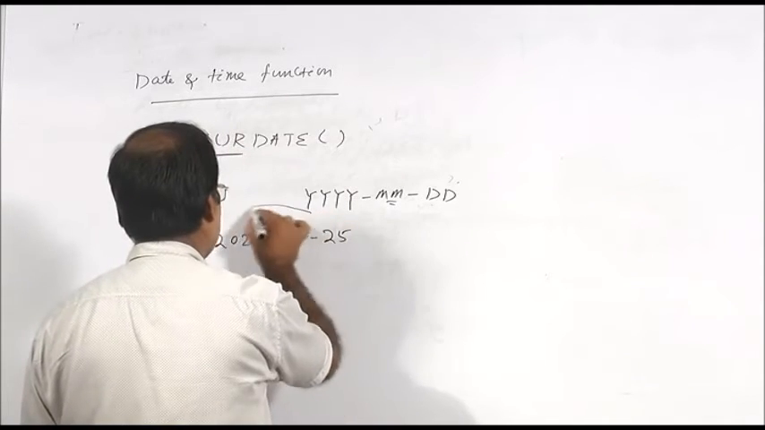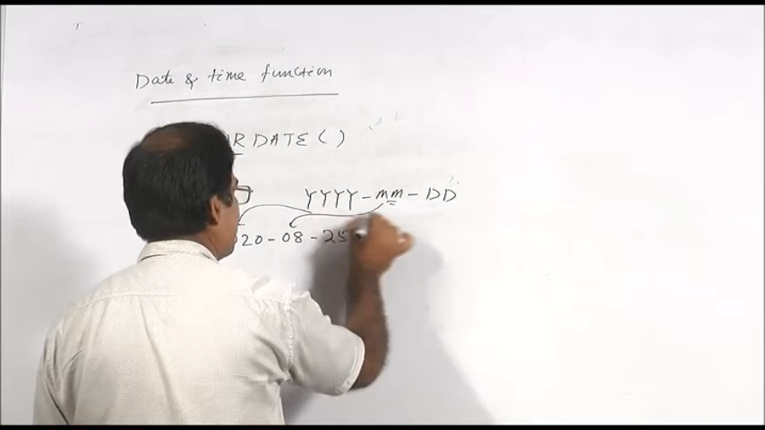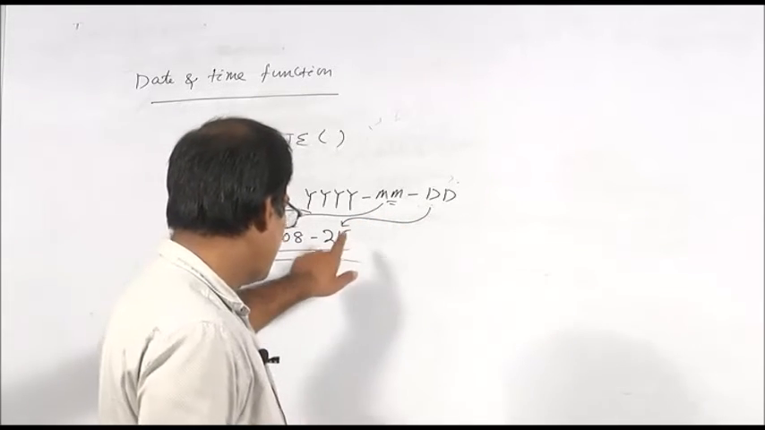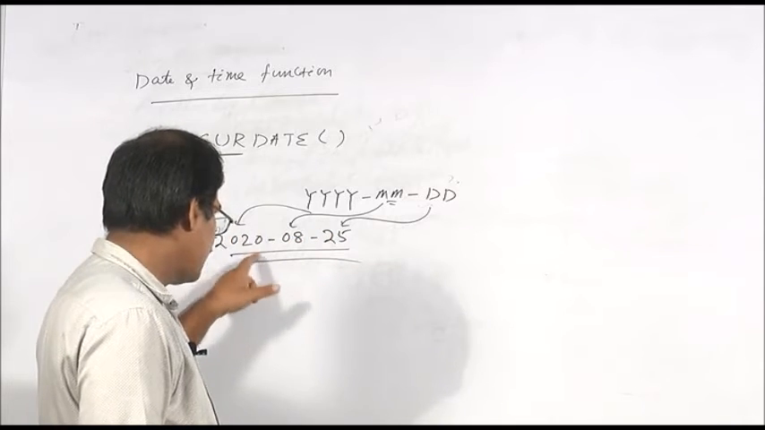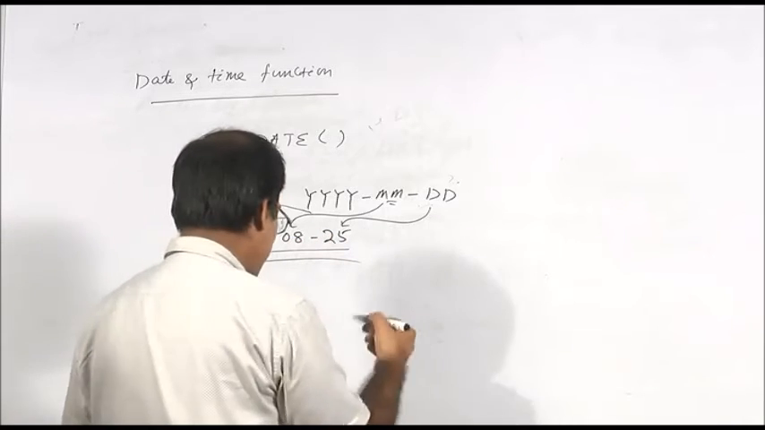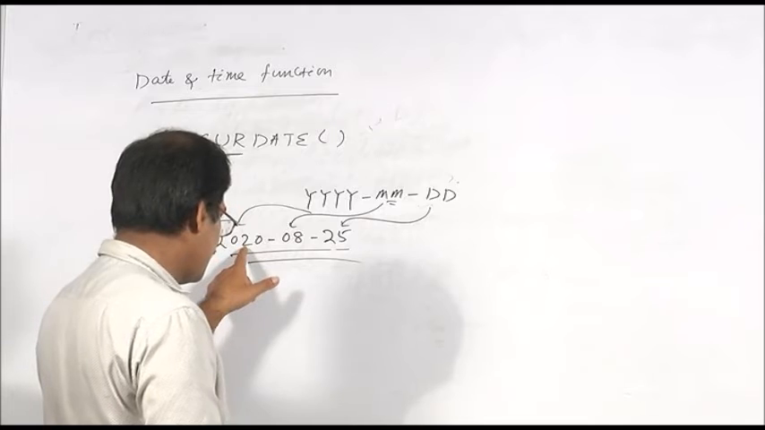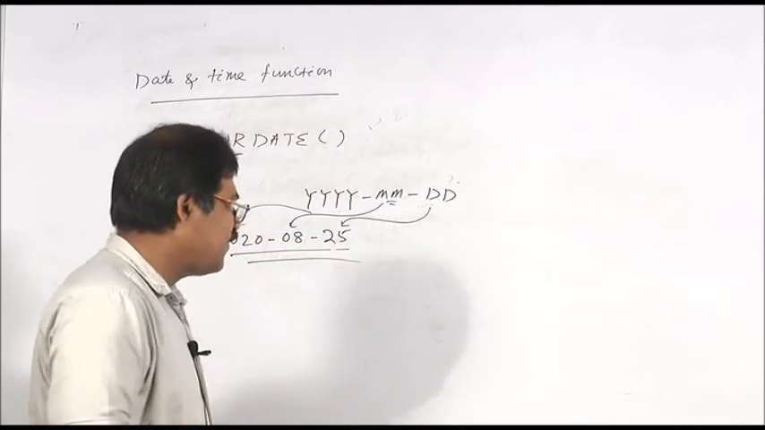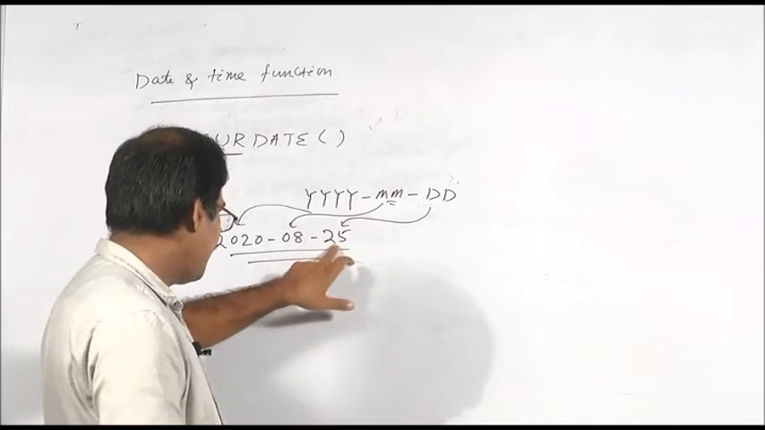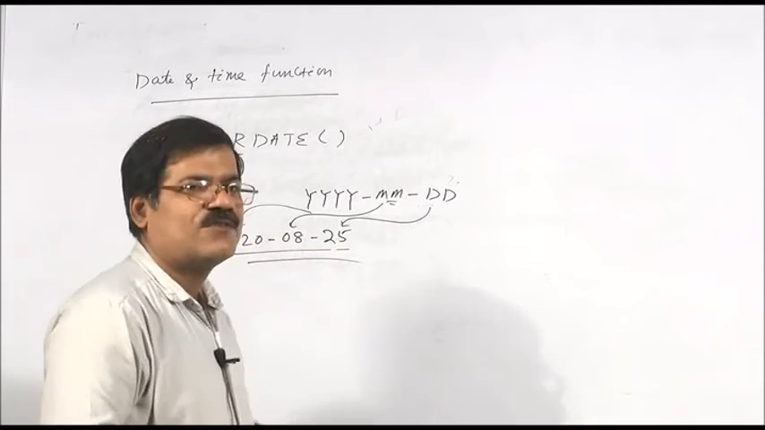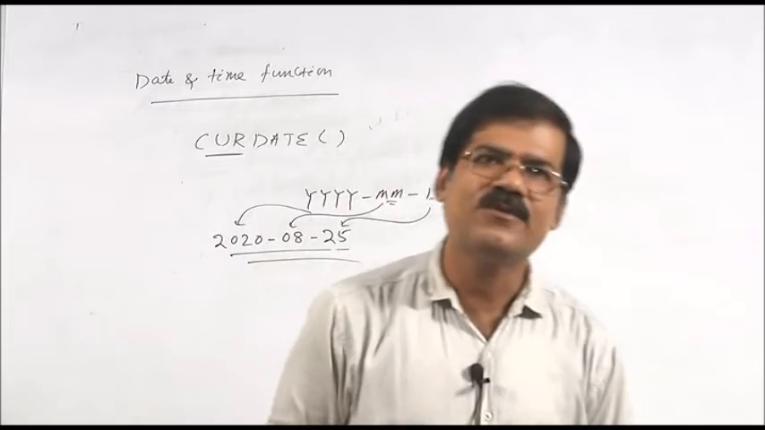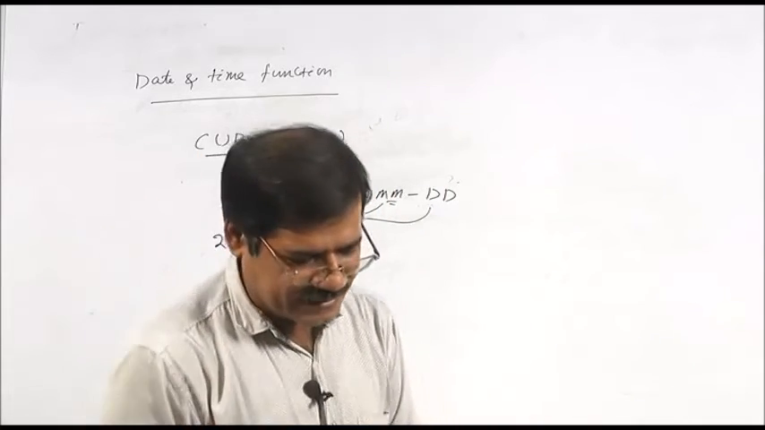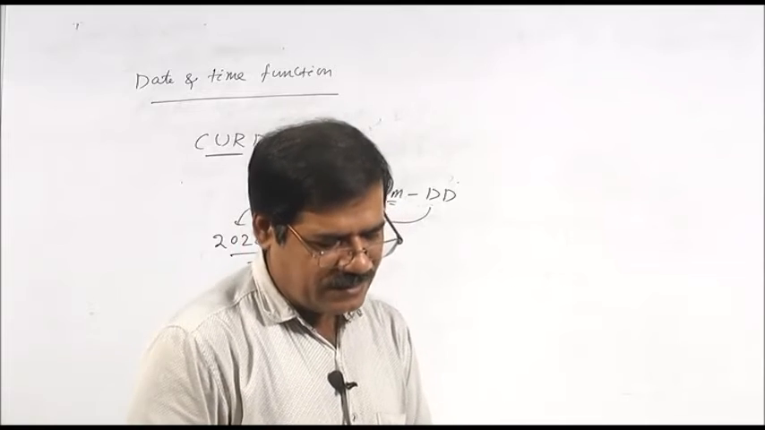So this is your year, this is your month, and this is your date. So this is your output. The current date is 25th August 2020. So this will not return like this: 25th 8 2020. First year will show 2020 8, then 25. That means date is 25, month is 8, year is 2020. So this format the output will show you: first year, then month, then date.